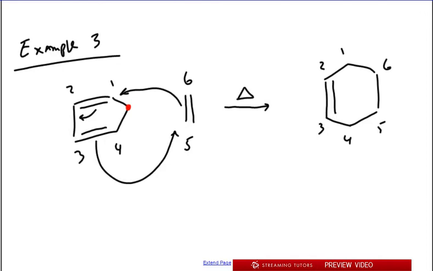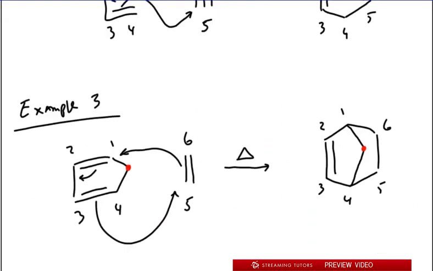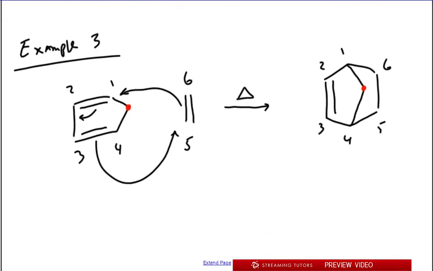And what do we do with the red carbon? Well, we could just simply put it right in the middle, like that, between 4 and 1. So right there is the red carbon. See that? So all we did is we started by drawing a 6-membered template, and we plugged in the extra carbon in between. This is one way to draw it.